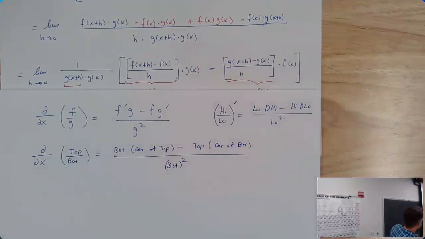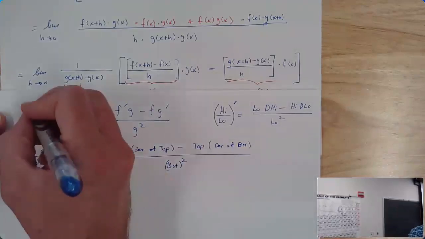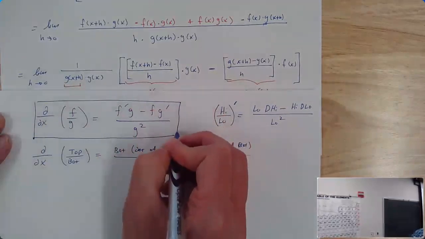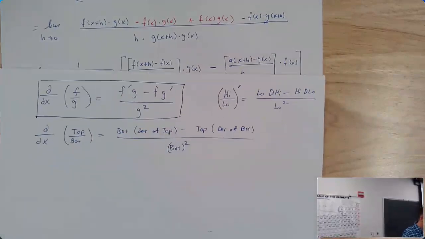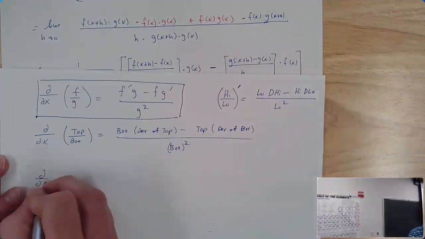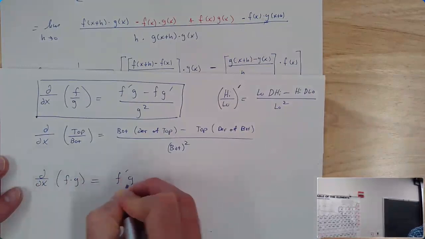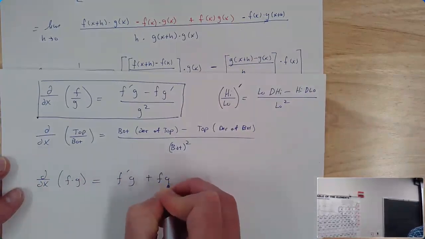Now, the thing I want to point out is that what's kind of nice about this is if you look at this way of writing it specifically, it's very evocative of the product rule. The product rule, I'll remind you again, the derivative of f times g is f prime g plus f g prime.